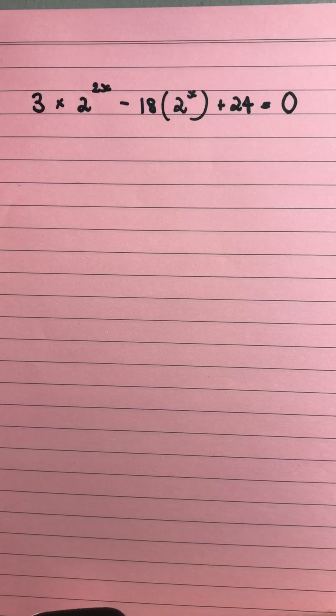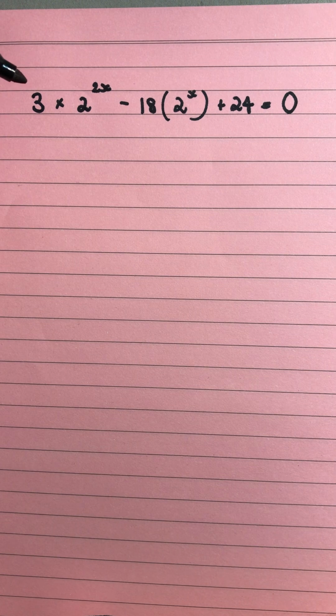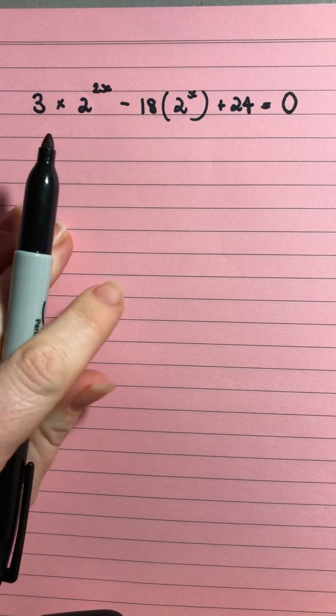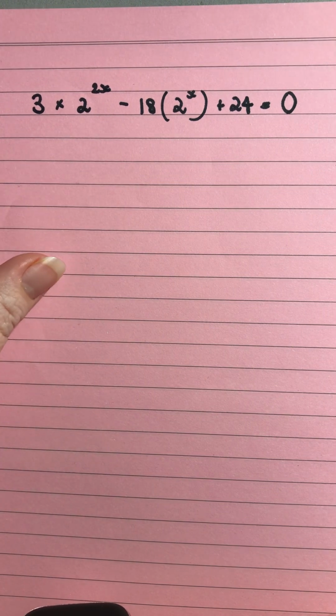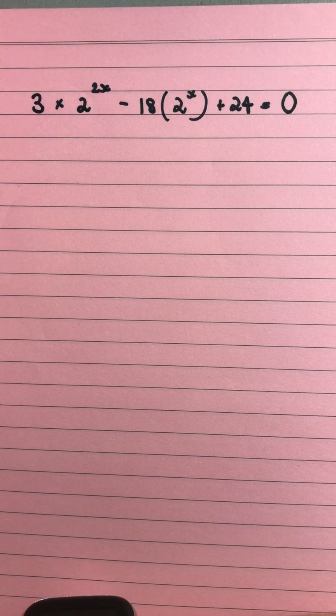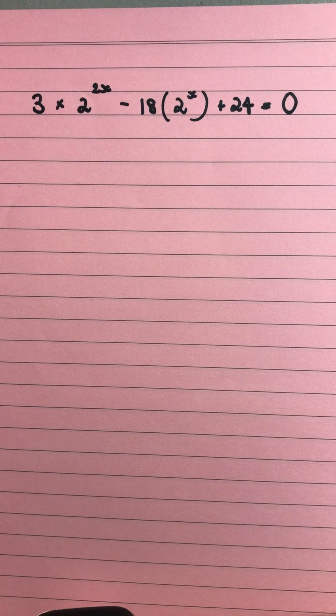Okay, having a look at a solving exponentials question today that involves quadratics. Now, these are a type of question I really like, but students don't always recognize the type when they see them. So the thing that I'm going to point out that you can notice and know that it's going to be a quadratic is that we have this 2^(2x) here and 2^x.